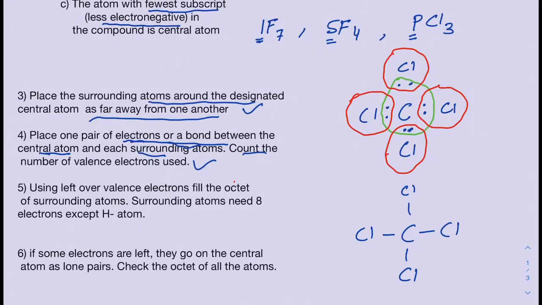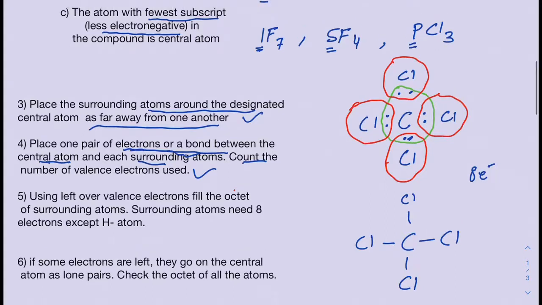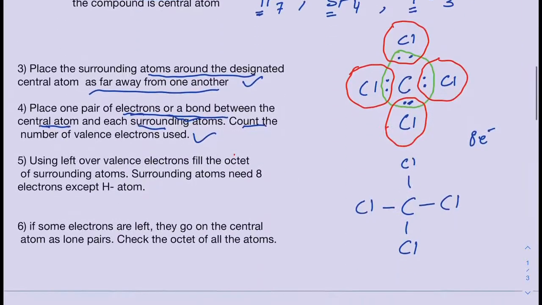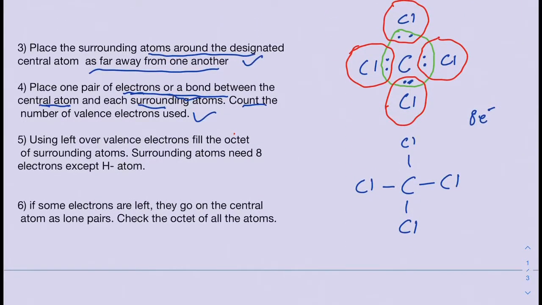So I have put in 8 electrons total, because remember, 1 bond brings in 2 electrons, so that's a total of 8 electrons used in this case. And remember how many electrons we started out with in the case of CCl4. If you go back, CCl4 has 32 valence electrons. So out of those 32, if I subtract, we have used 8, so we still have 24 more to go.